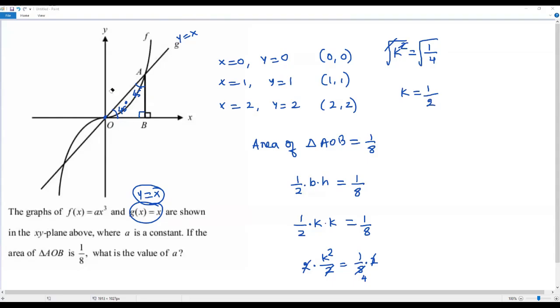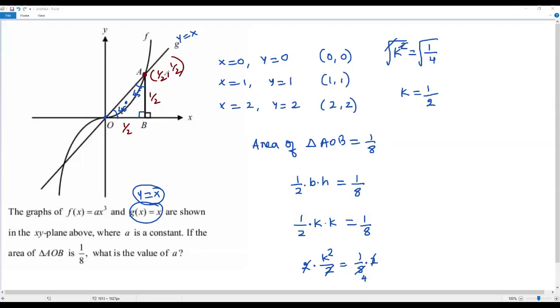Let me replace K over here in the graph by the value we got, that is 1 half, that is 1 half over here. The length of OB is 1 half, the length of AB is also 1 half. Now let me consider the x coordinate and y coordinate at the point A. So the x coordinate at the point A is given by the length of this line segment OB, that is 1 half, and the y coordinate at the point A is given by the length of this vertical line segment AB, that is 1 half.